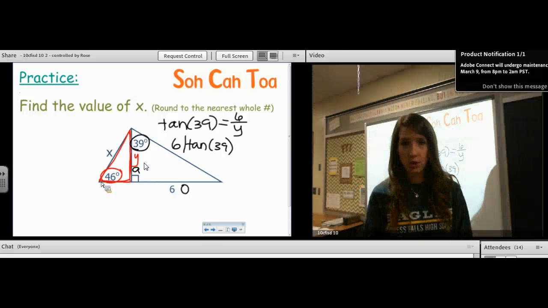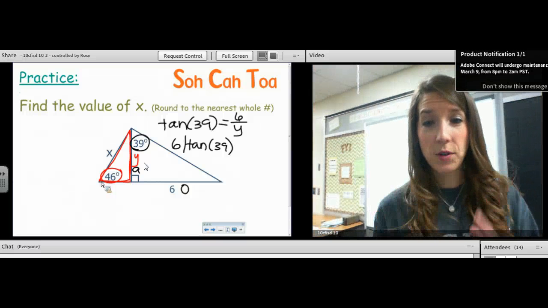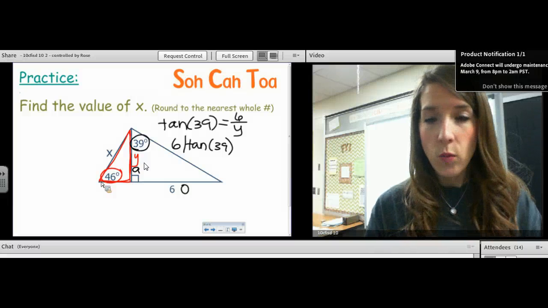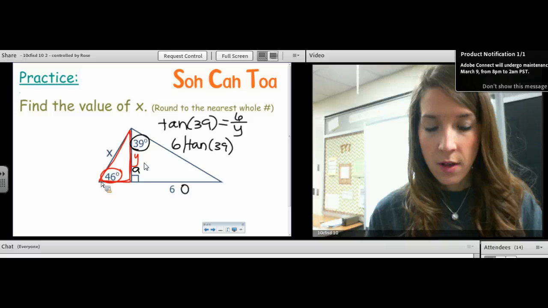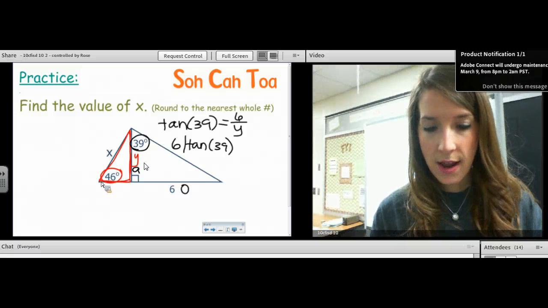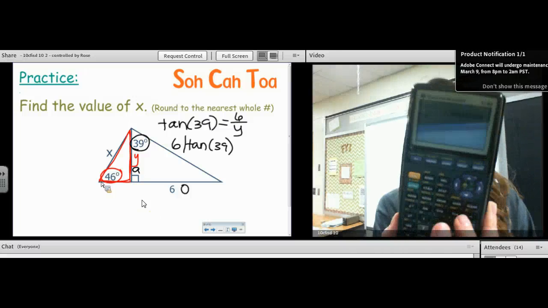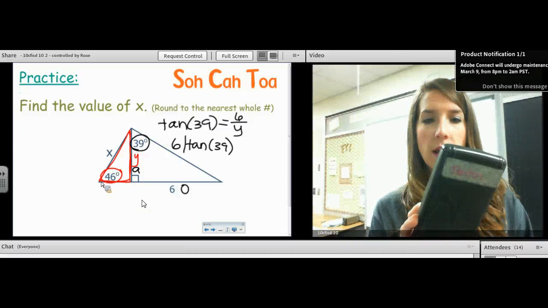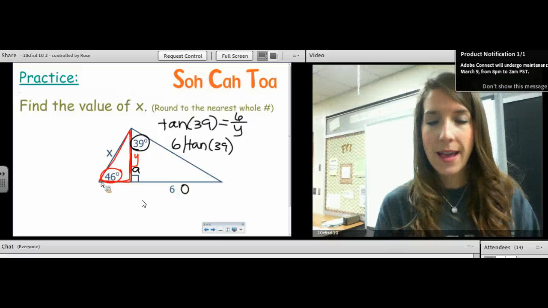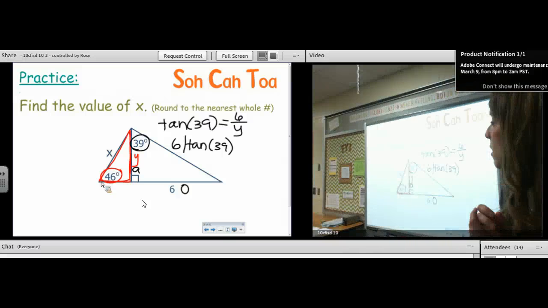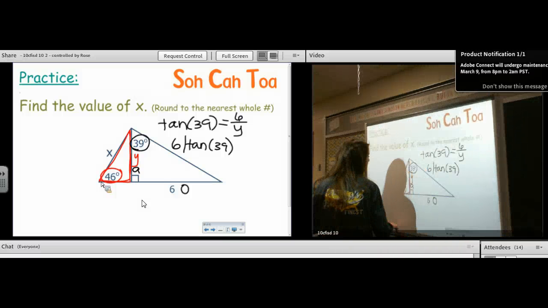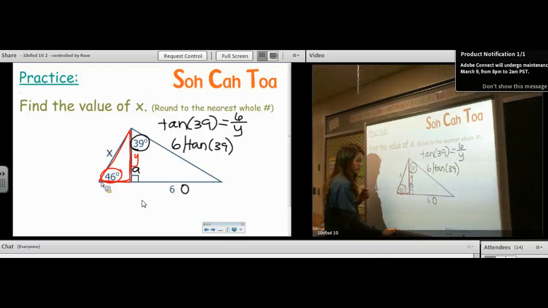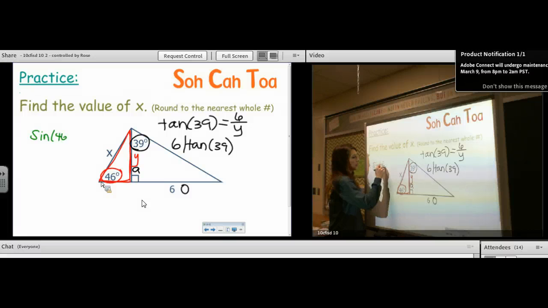Now, the problem with trig is when you reuse a number, like we're going to have to reuse y. We want to keep our answer as exact as possible. So 6 divided by tan 39, I'm going to keep that number hanging out in my calculator, 7.4093, because I want to use the whole number. Now I'm going to look at the red triangle. In the red triangle, I've got opposite and hypotenuse. So in my red triangle, we've got sine. Sine of 46 equals opposite, which is y, over hypotenuse.